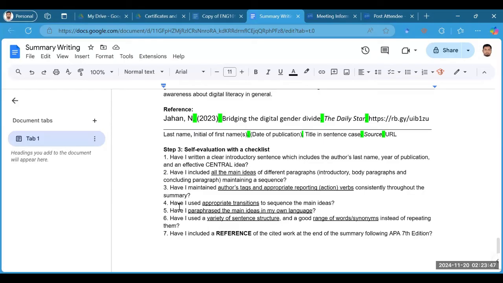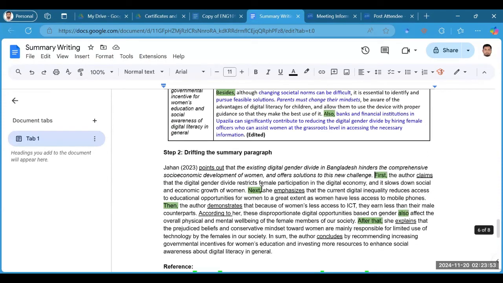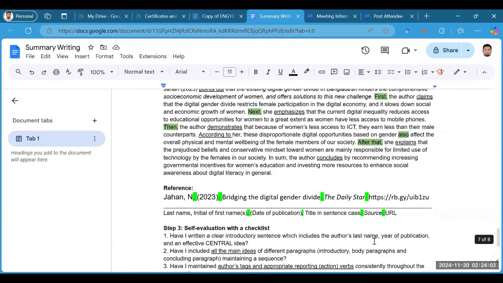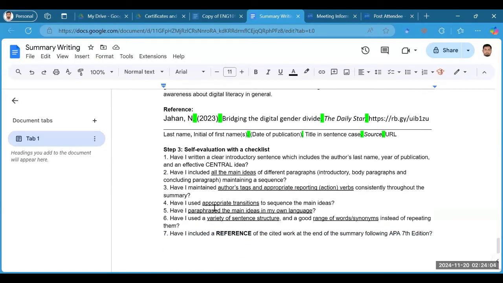Then the next criteria is, have I used appropriate transitions to sequence the main ideas? Yes, obviously I have used them. You can check the transitions I've highlighted: first, next, then here also, after that. These are all transitions, and they show a sequence of ideas.